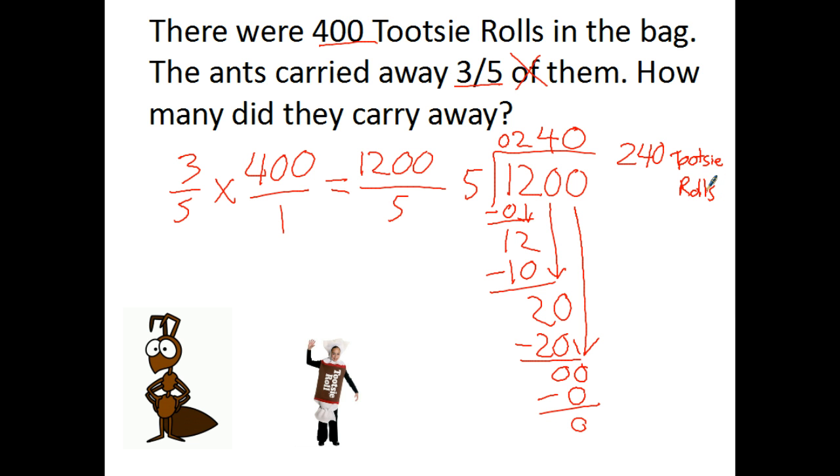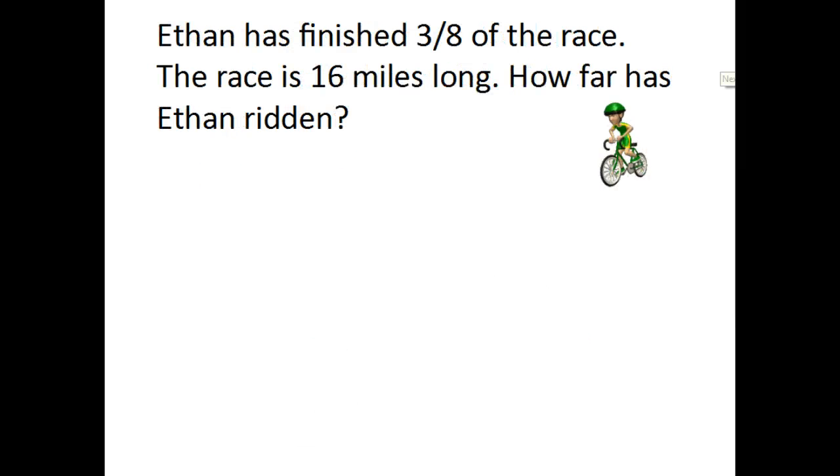Sometimes I like to look at my numbers to see if they make sense. Is 3/5 over a half? And I know half of 400 is 200. So my answer should be over 200, and it is 240. So that answer makes sense to me. Stop the video, you try it out.